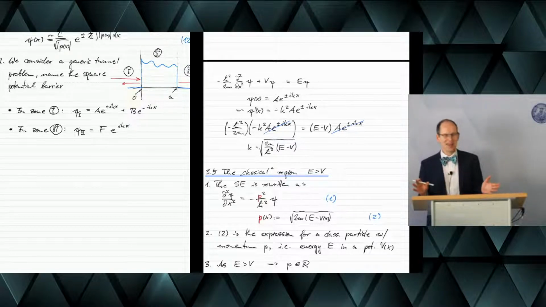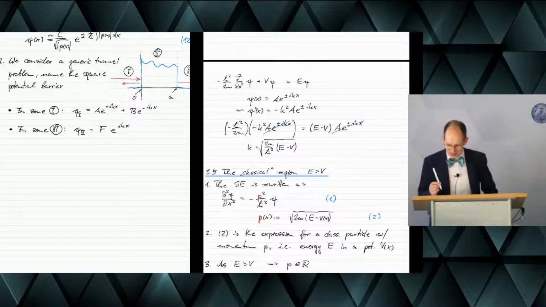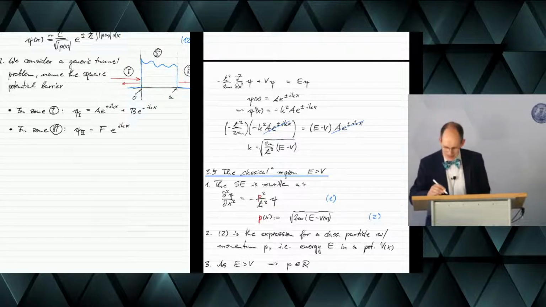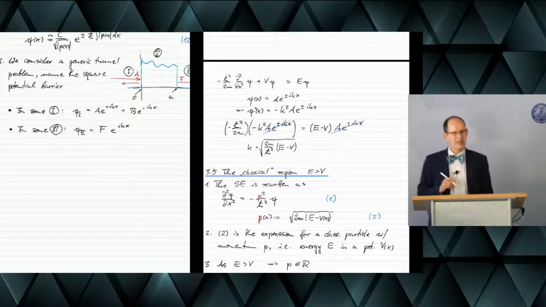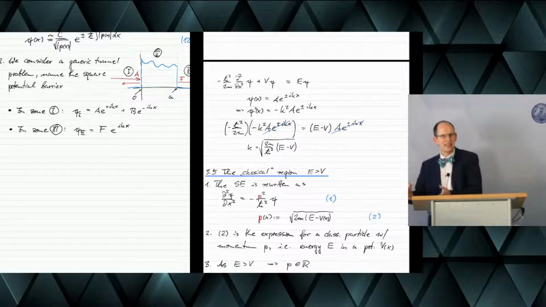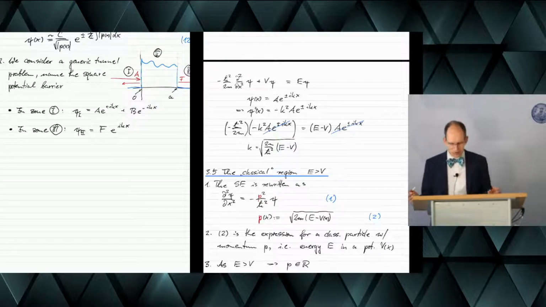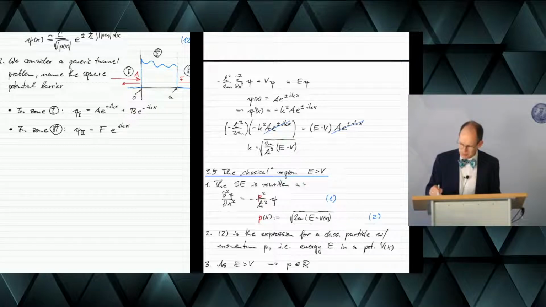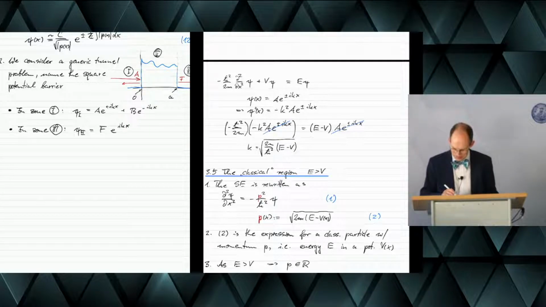And now we can already say what the tunnel probability is, because we have these two amplitudes, right? So we have this amplitude A, the amplitude for the incident wave, and here F. So let's write that down, A and F. And the transmitted intensity is of course proportional to the square of the amplitudes, and therefore we can write down an expression for the tunneling probability.